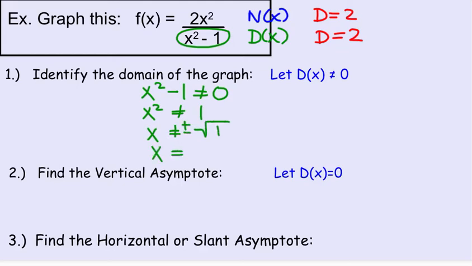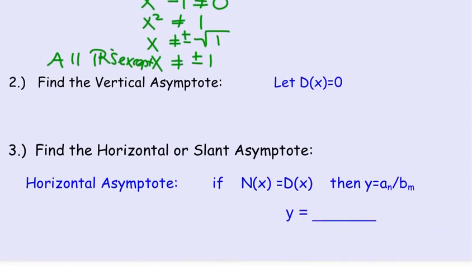So x cannot be plus or minus 1. Every other number works. So it's all real numbers, except x cannot be plus or minus 1. So down the road, those are going to be where your domain restrictions are true. So now in part B, to find your vertical asymptotes, we're going to let the denominator equal 0.